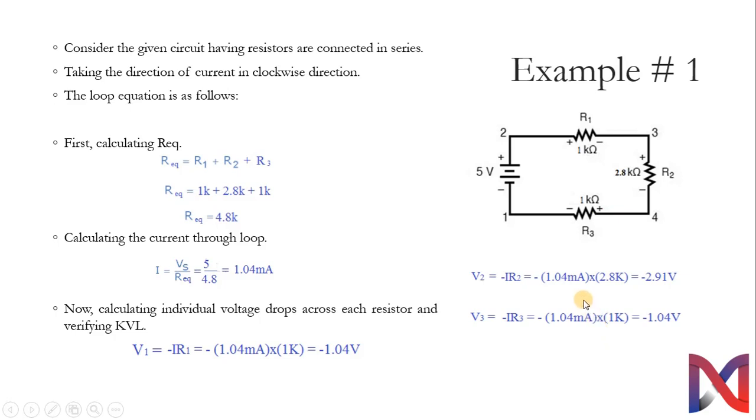Now we will verify the KVL equation, that is Vs is equal to VR1 plus VR2 plus VR3 or Vs minus IR1 minus IR2 minus IR3 is equal to 0. We put in the values. We have Vs equal to 5 volts. So 5 minus 1.04 volts minus 2.91 volts minus 1.04 volts. So we get the answer equal to 0.